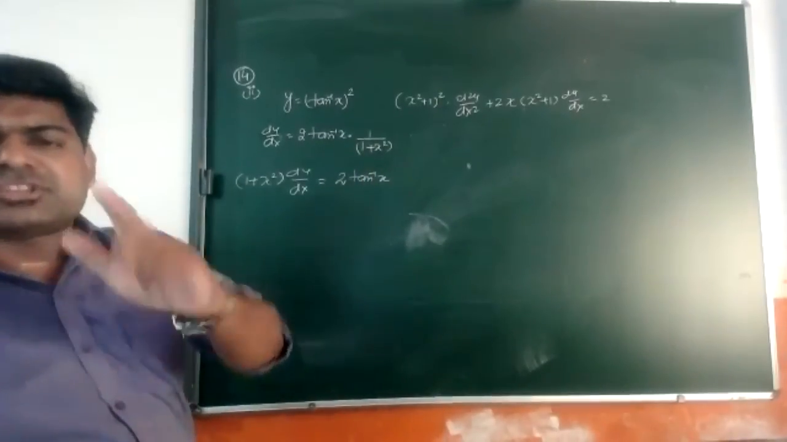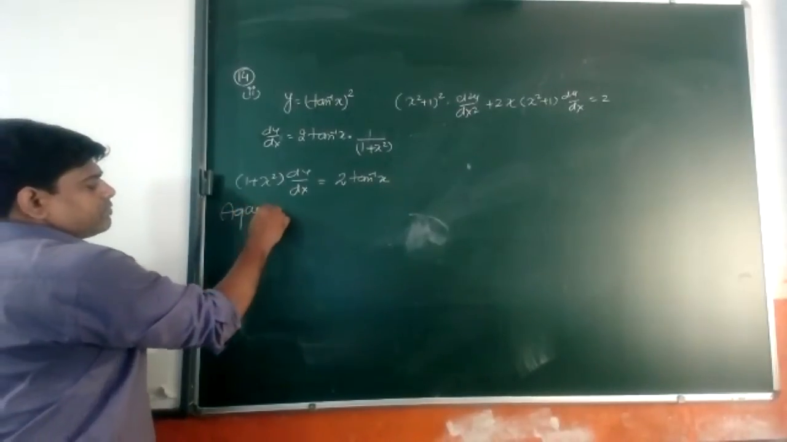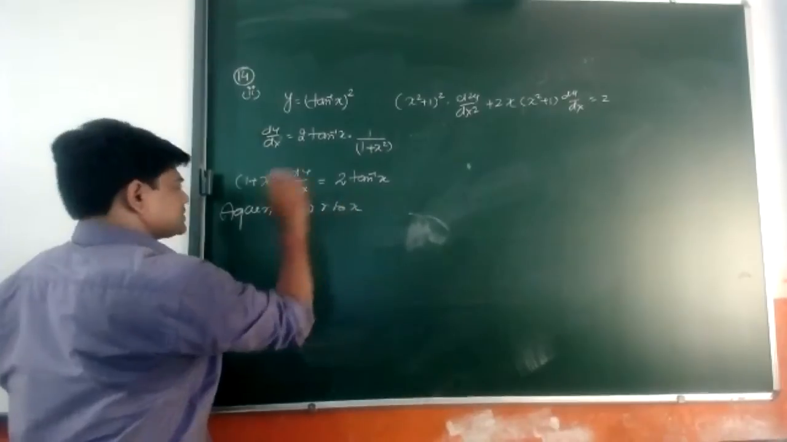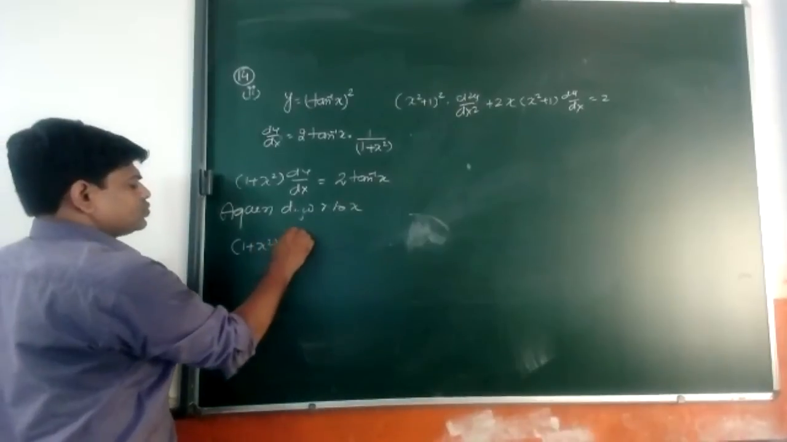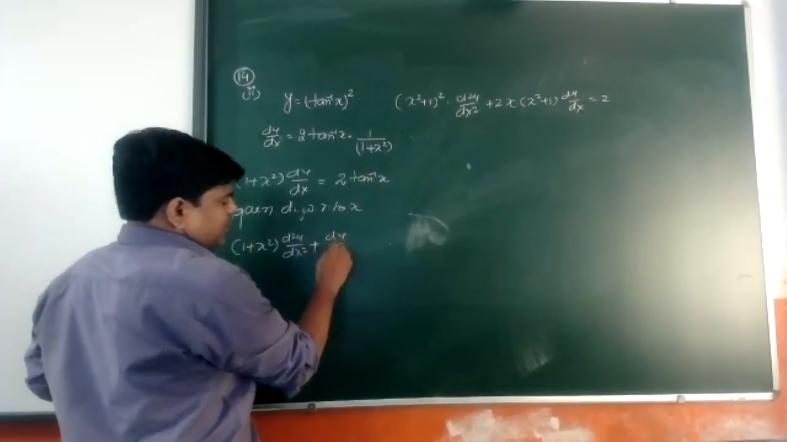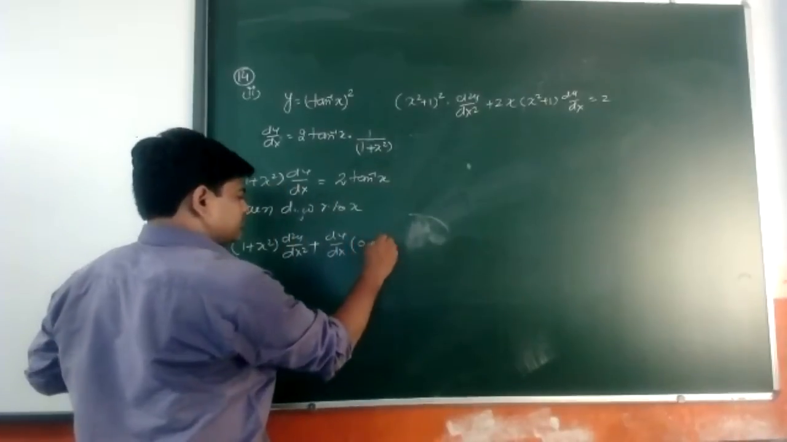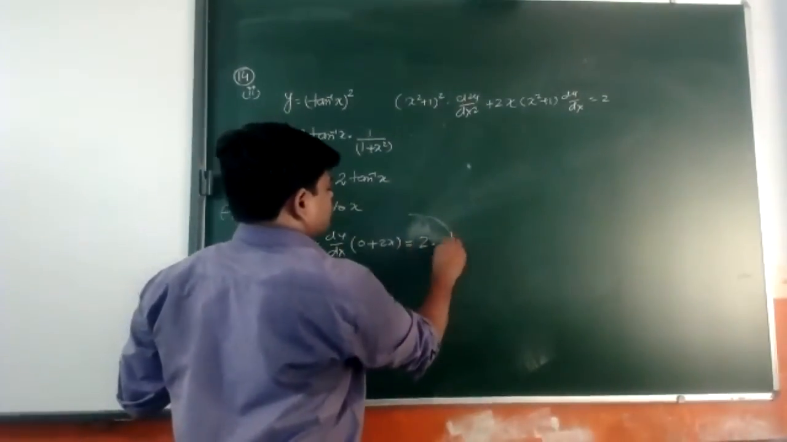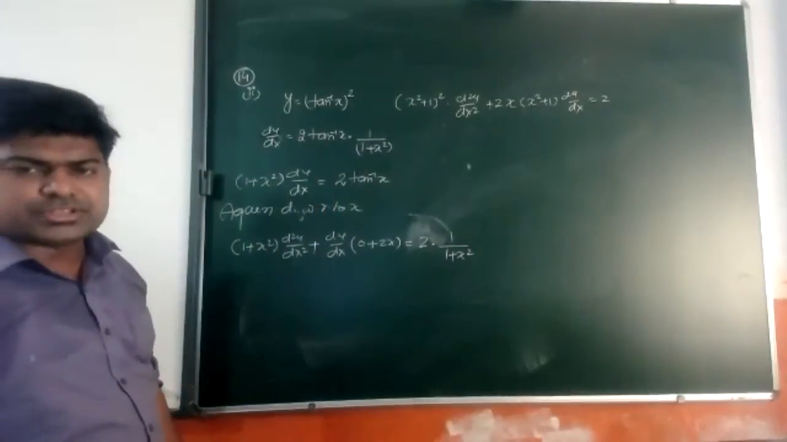Now again differentiating with respect to x. So I'll get first into second: 1 plus x square into d2y by dx square, plus dy by dx into the differentiation of 1 plus x square, which is 2x, is equal to 2 into 1 upon 1 plus x square.